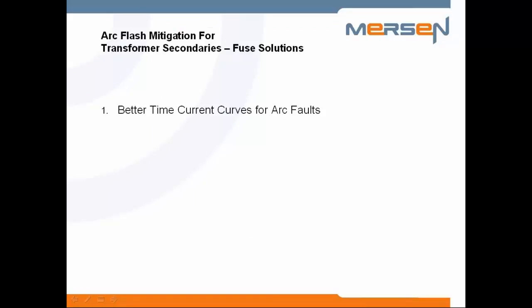The 3 solutions that we'll be talking about is first to get better time current curves for arc faults. The second one will be a commutated fuse approach, and the third is using a high-speed grounding switch in conjunction with the current limiting fuse.